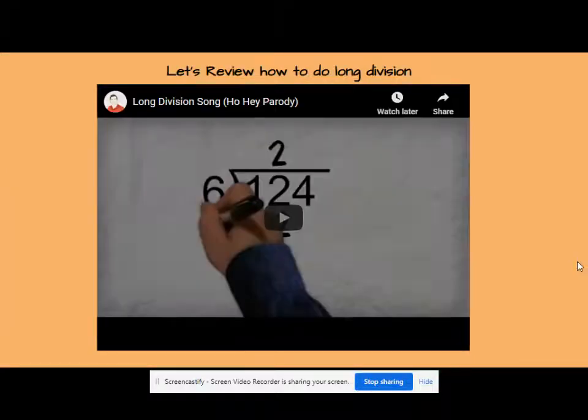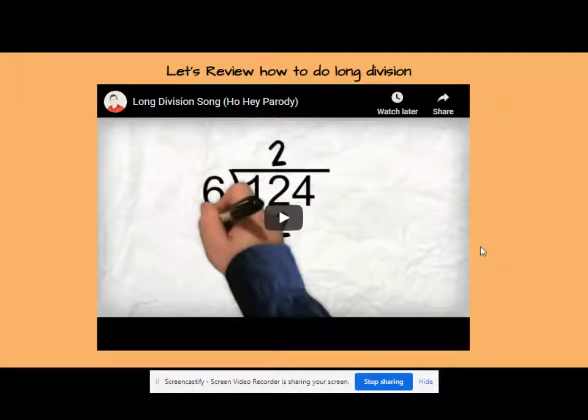So to get started, I want to play a fun little video that goes through the steps for long division with remainders. It is to the tune of Ho Hey. We're going to play the video, and you're going to listen to it and watch to remember the process. So here it goes.